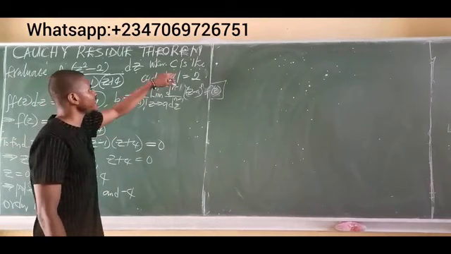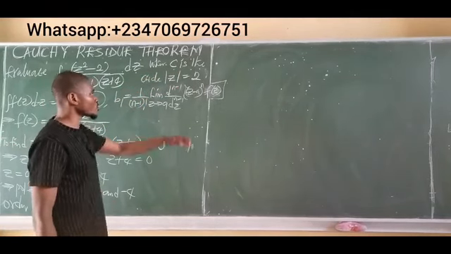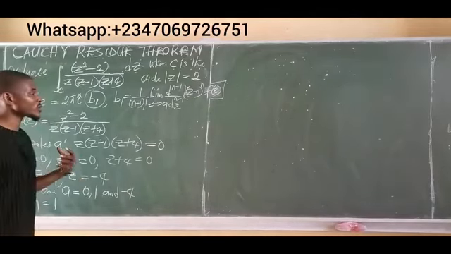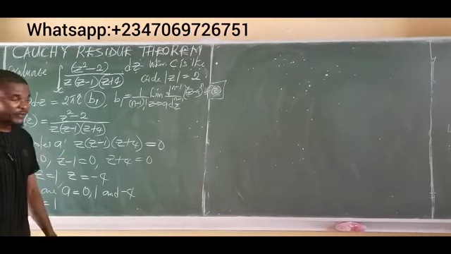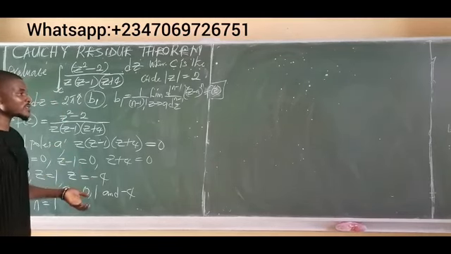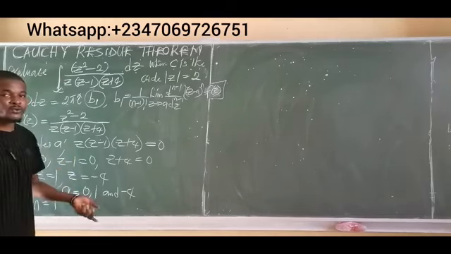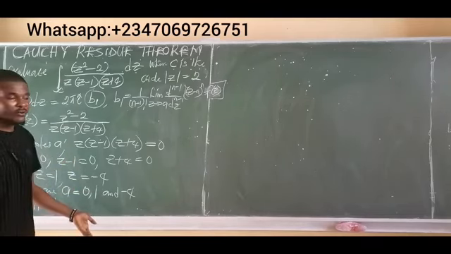Now, having found this, the next thing: another condition was given. They said where C is the cycle, |z| equal to 2. So we need to check if these poles fall within the cycle. If the poles fall within the cycle, then we can go ahead and use Cauchy's residue theorem to solve for all of them. But if they did not fall within the cycle, or maybe a few did not, then we cannot solve for that few which did not fall inside of the cycle.